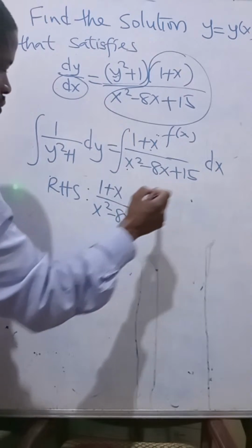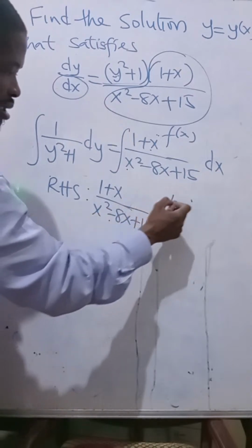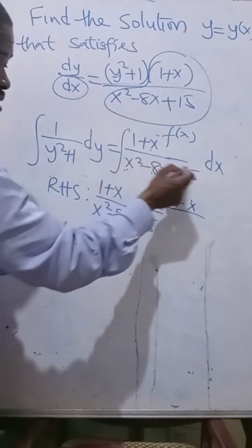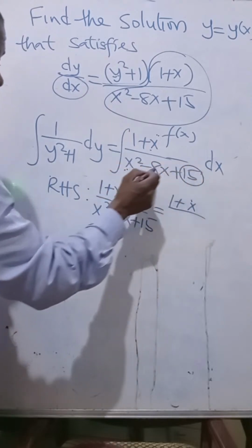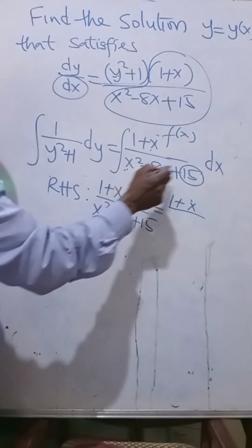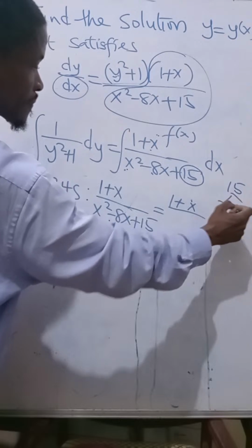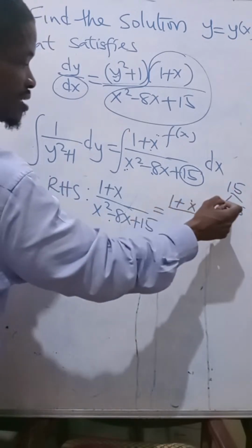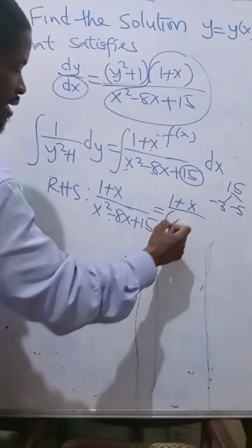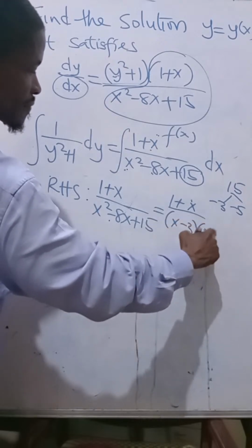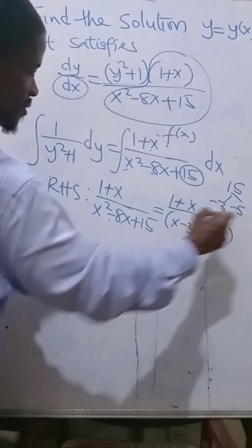That will be equal to, we need to factorize this one. Factorize the denominator. It's a quadratic expression. The factors of 15 that can generate minus 8 will be 3 and 5, that is minus 3 minus 5. So we're going to have x minus 3 into bracket x minus 5.